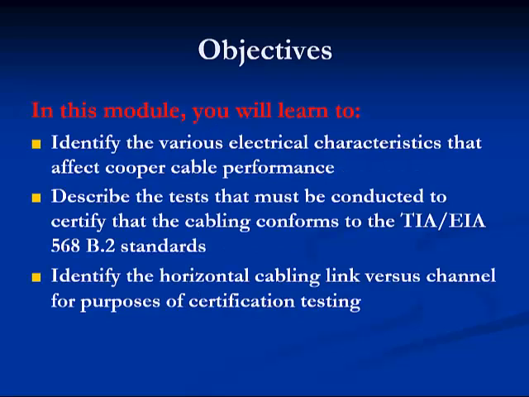In this module, you will learn to first identify the various electrical characteristics that affect copper cable performance. You'll also be able to describe the tests that must be conducted to certify that the cabling system conforms to the TIA-EIA 568B.2 standard. And finally, you will learn to identify the horizontal cabling link versus the horizontal cabling channel for purposes of certification testing.